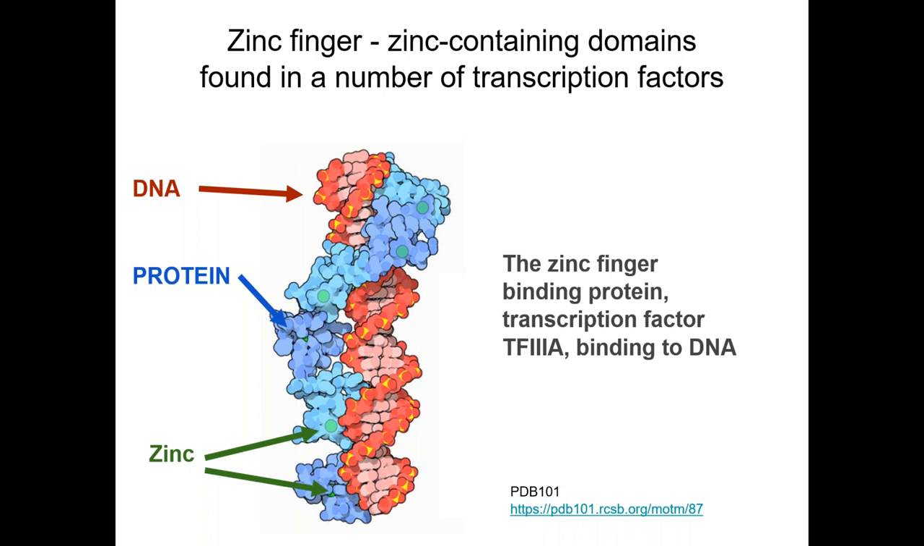So this is a diagram of a transcription factor, TF3A, binding to its DNA. This example is all about zinc fingers, which are zinc-containing domains found in a number of transcription factors, and specifically here we're looking at TF3A. The DNA is in red, the protein is in blue, and the zincs are in green. There's a short motif on the DNA that this zinc finger likes and will bind to. There's a signature within the zinc finger that we know probably has activity for binding these GATA boxes.